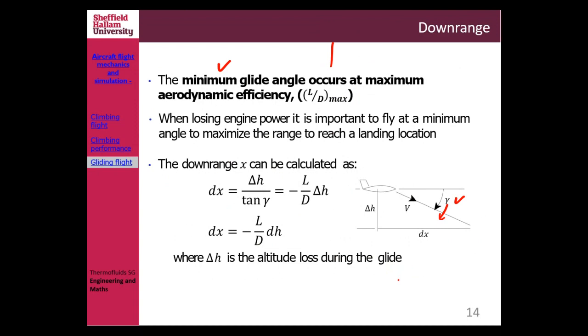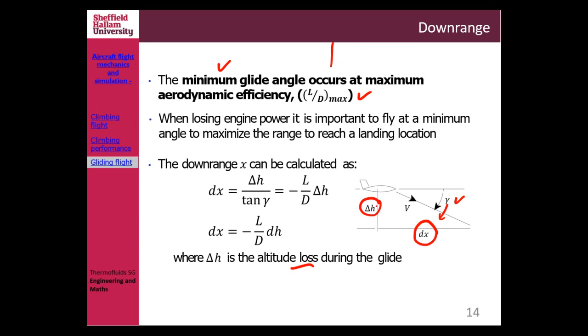So if you want to have that glide angle as minimum as possible, we're talking about a negative value here, then you have to have your lift to drag, the aerodynamic efficiency, at maximum. In that case, you will have a longer distance delta x for a given amount of altitude drop, or altitude loss.